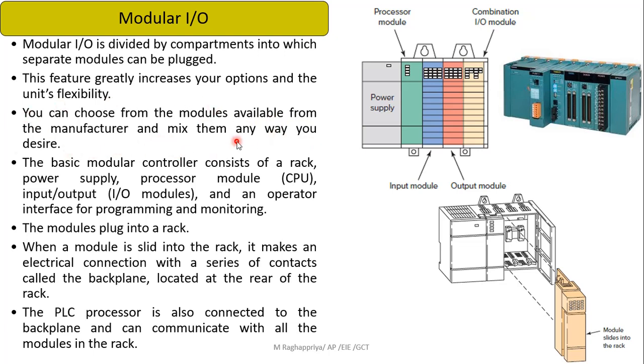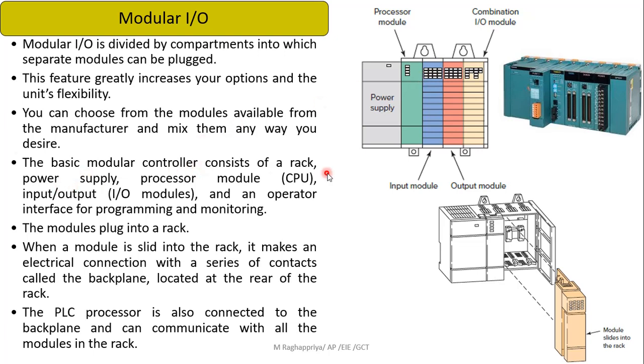You can choose from the modules available from the manufacturer and mix them any way you desire. This is important because, according to the application, I can go for different module combinations. Suppose I have 20 analog inputs to be controlled, and almost 80 digital inputs and outputs to be controlled. Then I can go for separate modules. Look at this diagram. The power supply is separate, the processor module is separate, and I have a separate input module and a separate output module. Then a combination IO module which has both inputs and outputs. So this is how a modular PLC looks.